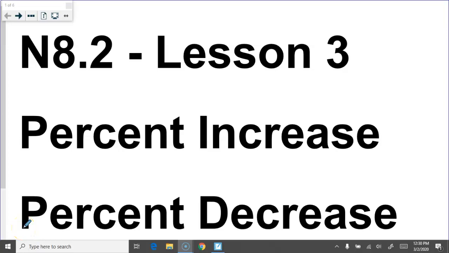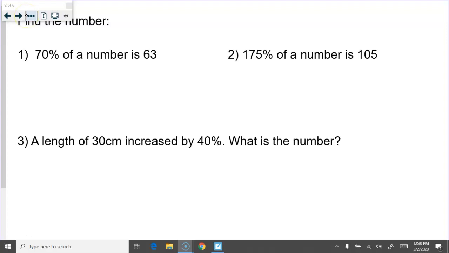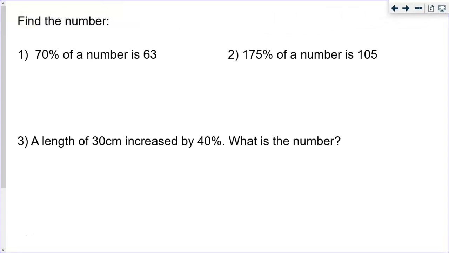Hi, welcome back. We're on N8.2 lesson 3 and we're talking about percent increase and percent decrease today. We're going to calculate those. I don't have any fancy slides. I'm just going to go through a whole bunch of questions that you're going to see and explain where we're going with this.